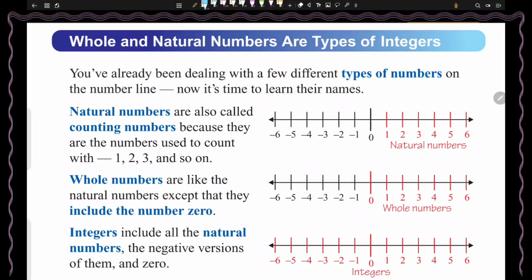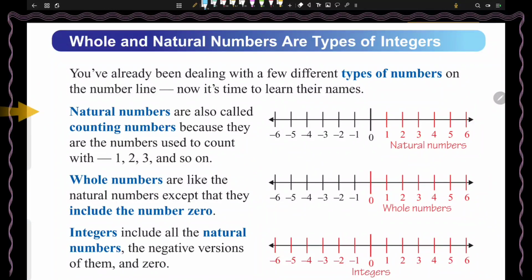Okay, so throughout your life as a math student, you've already seen natural numbers. You've already seen certain types of numbers that are whole numbers because they don't have decimals with them. But it's time to learn what to call these numbers, because when you're in tests, they're going to call these numbers by a certain name, and you'll need to know which numbers they're referring to.